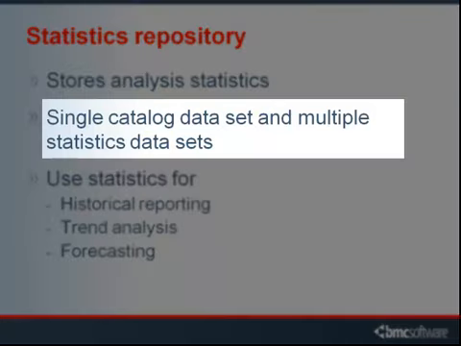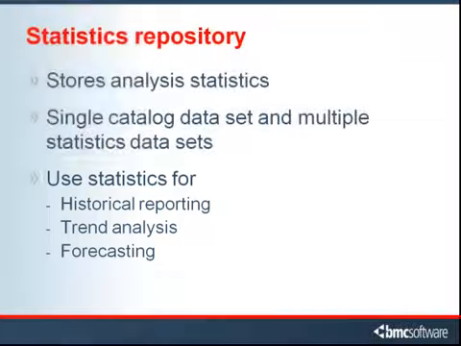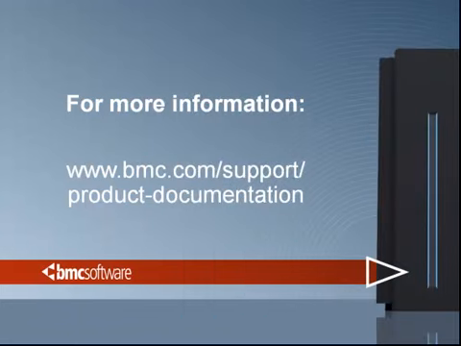The repository consists of a single catalog dataset called the repository catalog and a number of statistics datasets. Statistics datasets are sequential files that contain the detailed statistical information. You can retrieve and print historical reports from the repository for monitoring and analysis. You can generate a file that contains historical summary records and use this file as input to a user-supplied reporting facility for trend analysis and planning purposes. This concludes the introduction and overview of FastPath Analyzer EP.